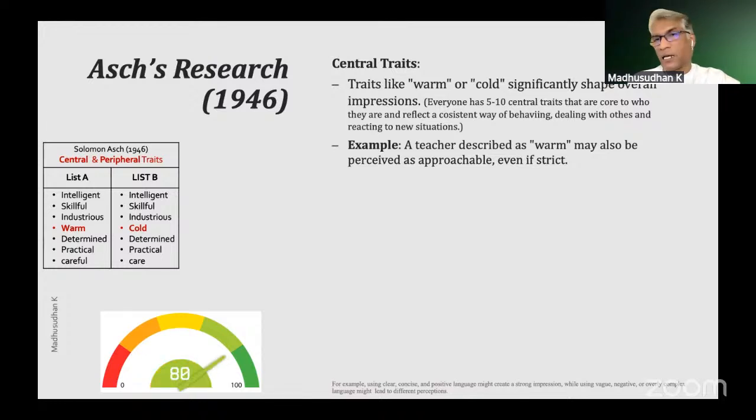Like a teacher described as warm may also be perceived as approachable, even if he or she is strict. If someone says the teacher is warm, then immediately you will appreciate. I will go and talk to the teacher, even if he or she is very strict. You see, she is going to give you complete information, or she is going to help you in many ways. If she is cold or he is cold, you will never approach, because they may manipulate something later on. That's what you assume.